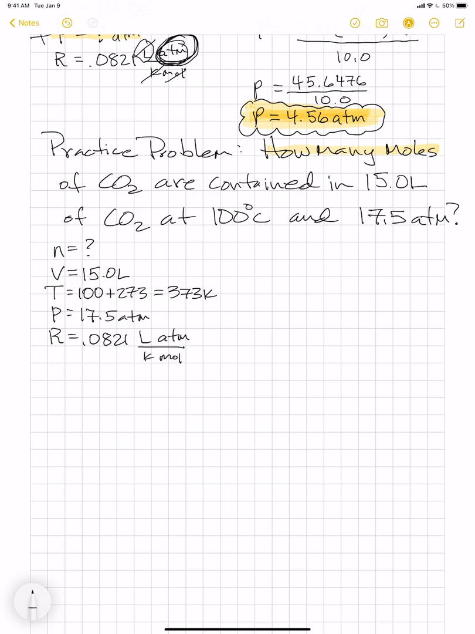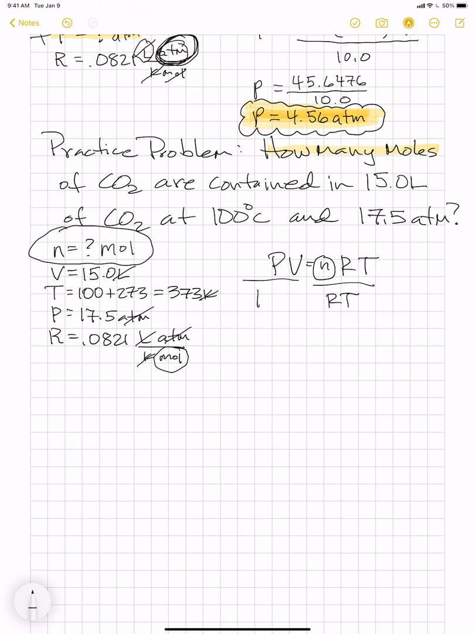Now let's see if everything cancels, right? Liters with liters, atmospheres with atmospheres, Kelvin with Kelvin. The only thing left is mole, and that's what you want up here, right? That's what you're solving for. All right, so now let's rearrange this equation, right? PV is equal to nRT. And so you're solving for moles, right? So it's going to look like this. Divide by RT, divide by RT. So N is equal to PV divided by RT. If you do that, you will have N.